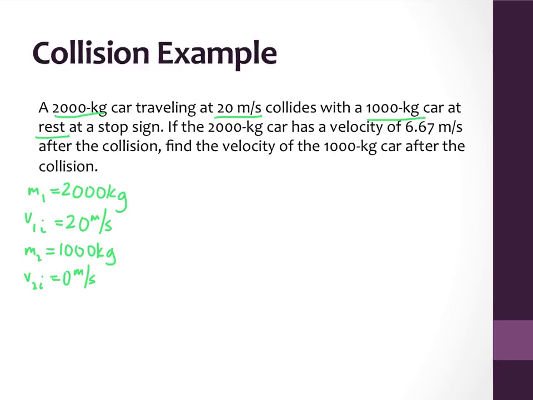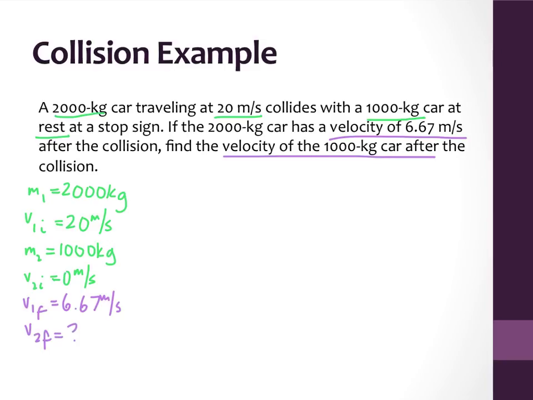Now we've hit the collision. Now we're looking at afterwards. If the 2,000 kilogram car has a velocity of this, so object 1 after the collision is going to go this way, 6.67 meters per second after the collision. We've got to figure out the velocity of this one after the collision. So we're looking for v2f.